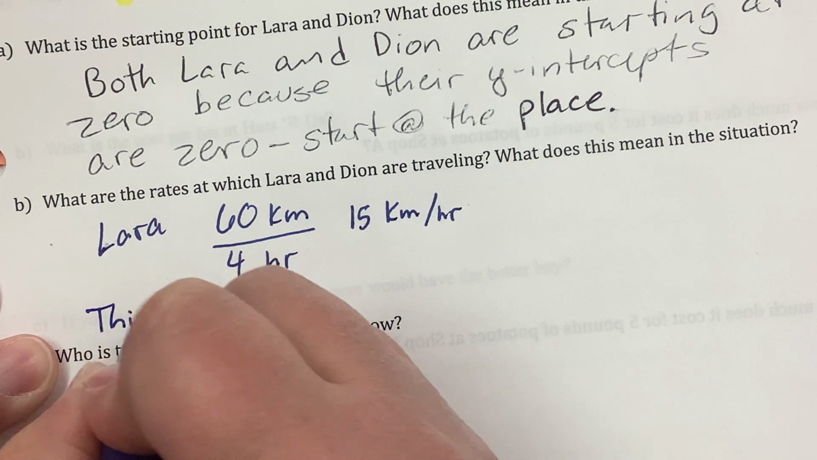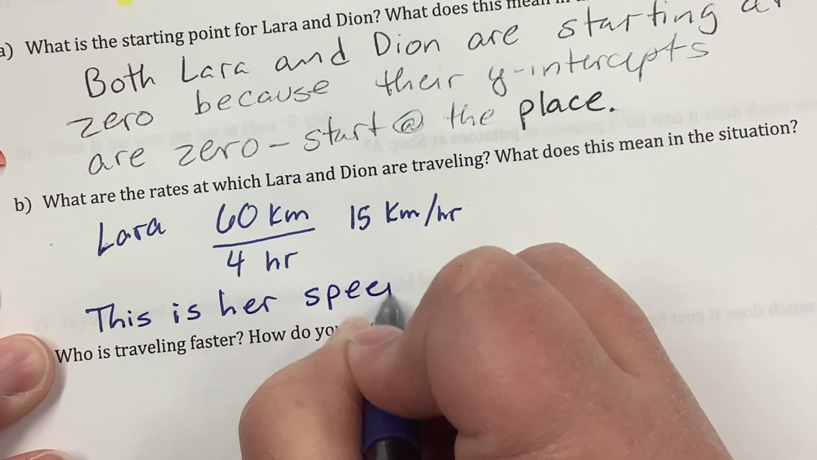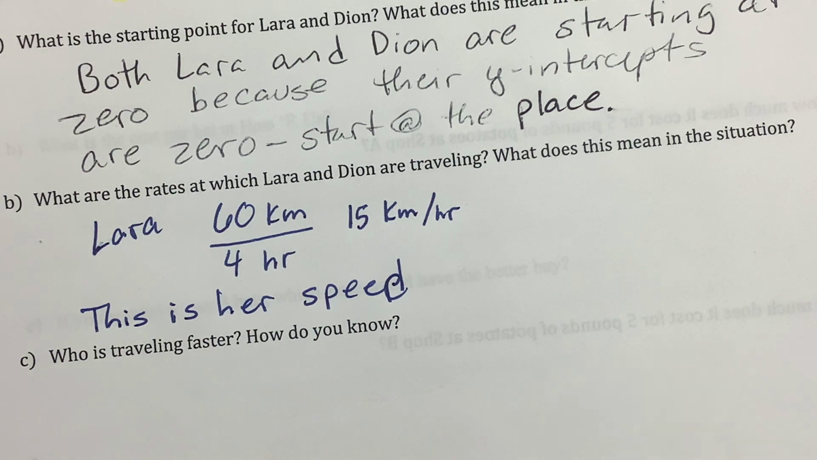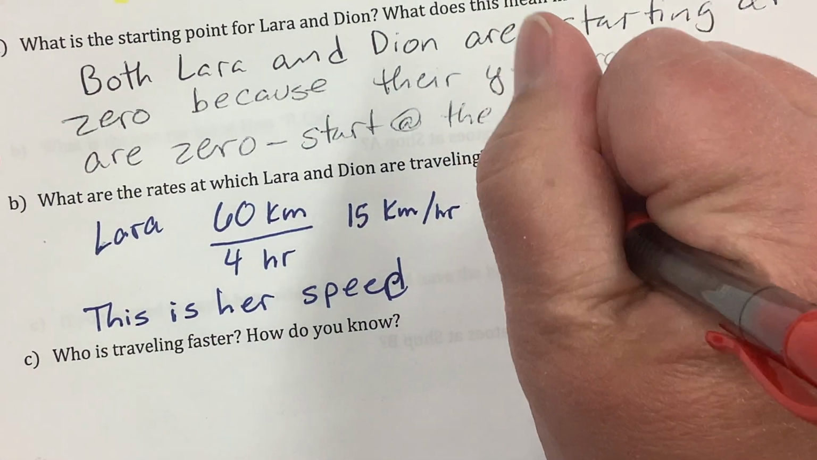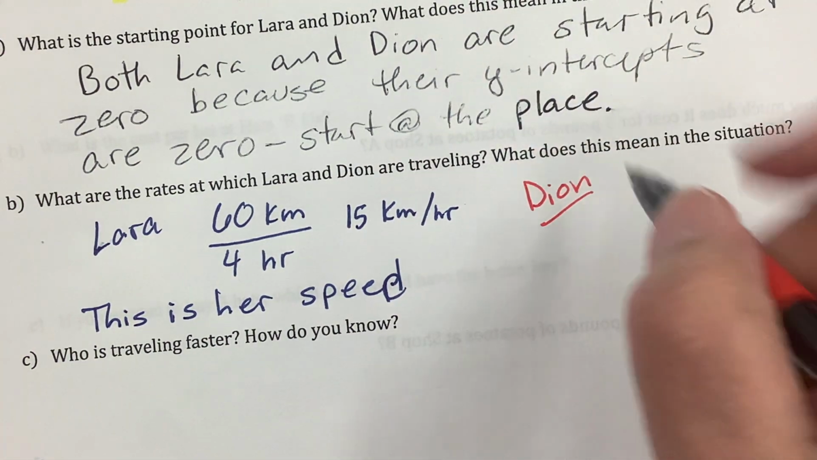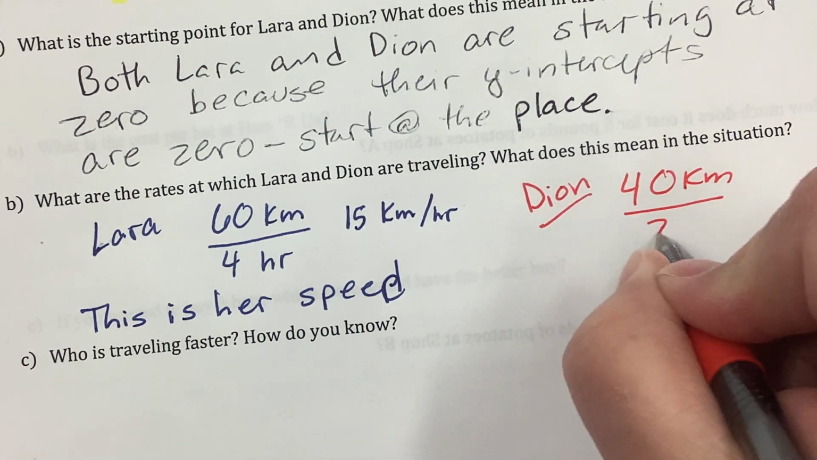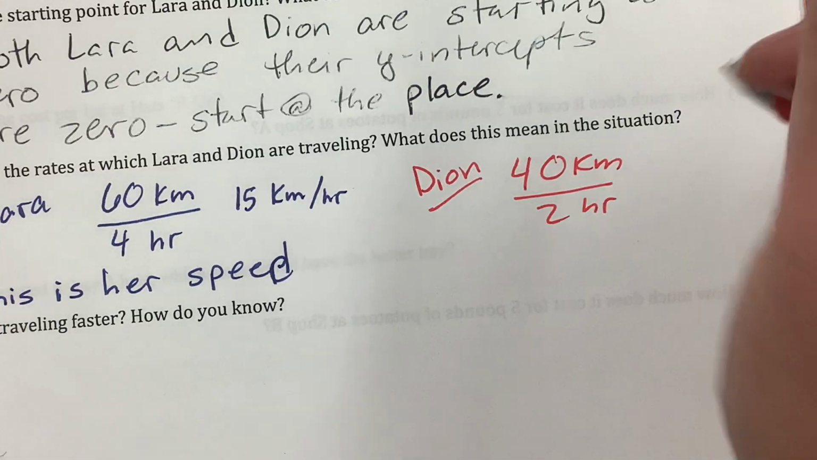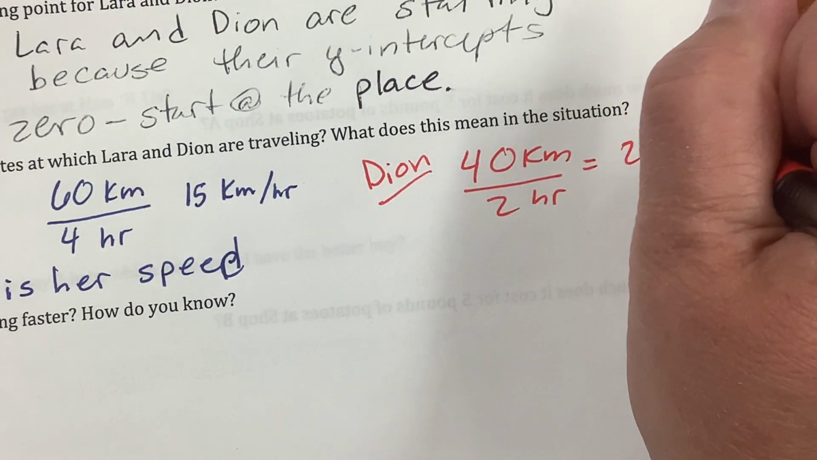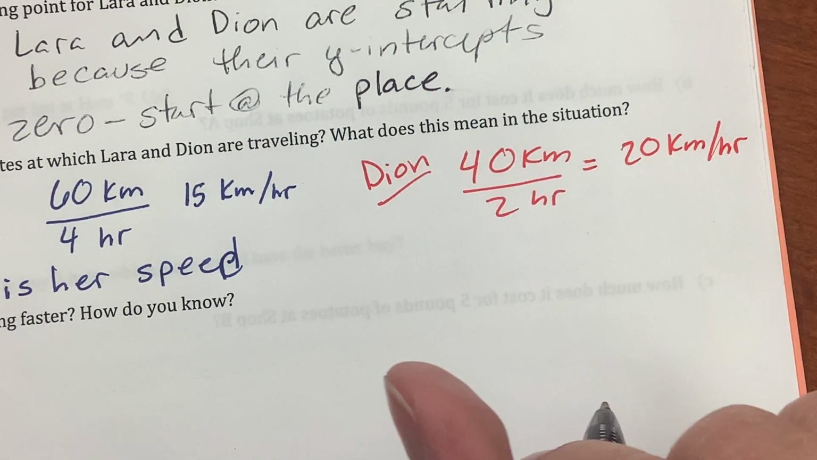This is her speed. Kilometers per hour is speed. Now, let's take a look at Dion. What's he doing? He did 40 kilometers in 2 hours. And what does that mean? Well, his speed is 20 kilometers per hour. That's his speed. That's what it means in this situation.